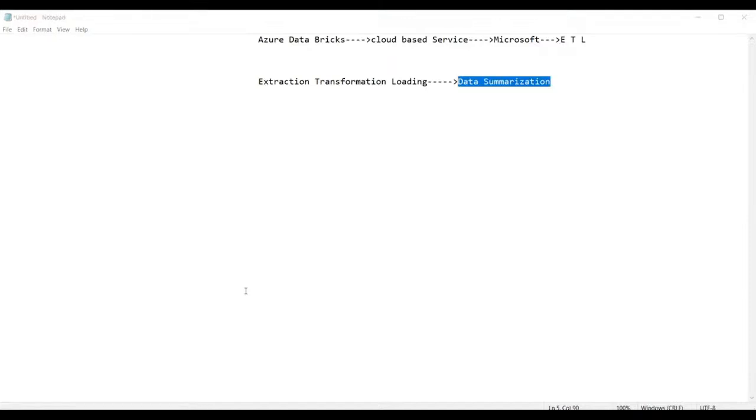For the process of ETL, that is extraction, transformation, and loading, guys, we require the following. What is that? We require the source. First of all, source means what? The source of data. And then we require another one as a target.